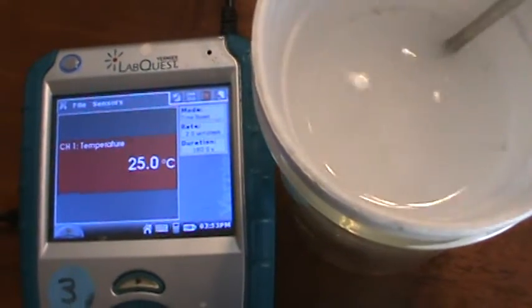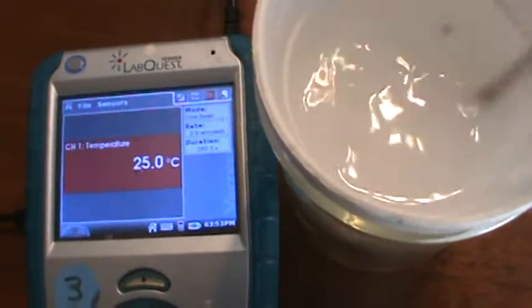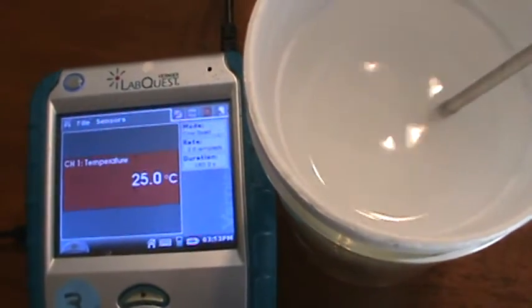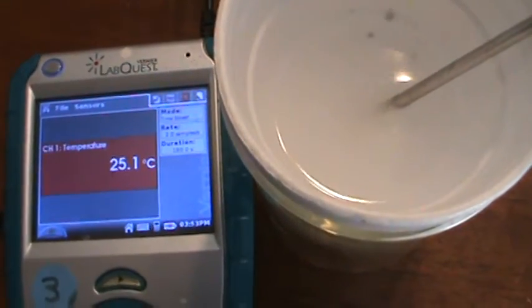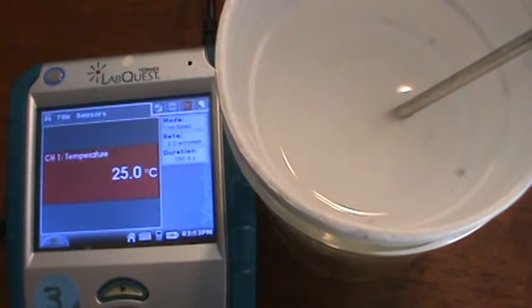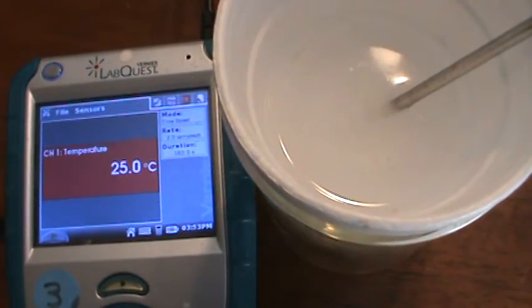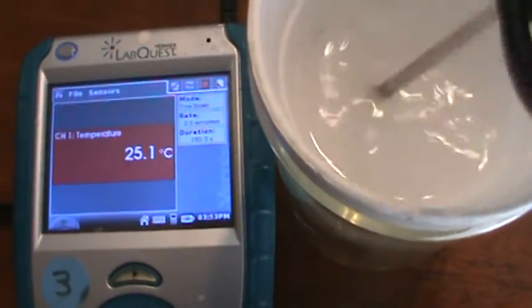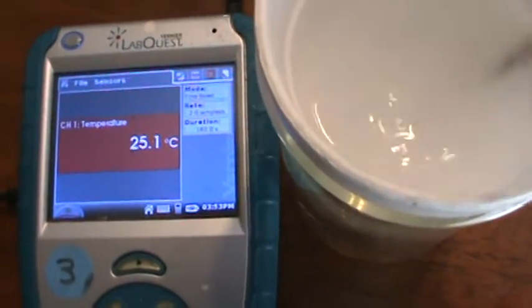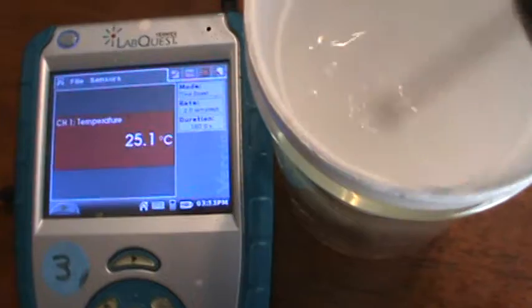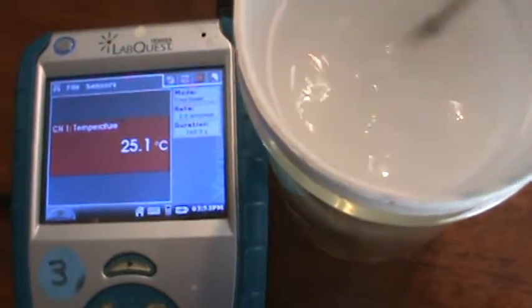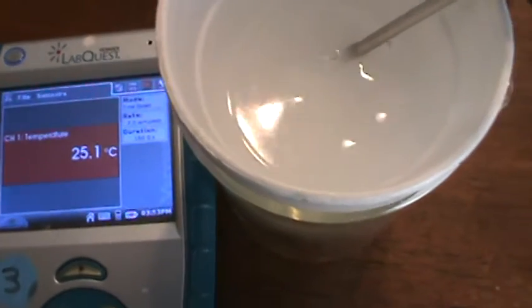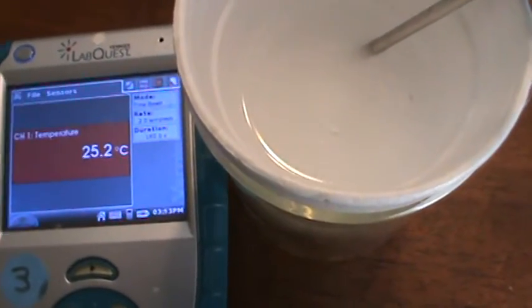Well, there are still quite a few shavings in here. I apologize for it taking so long.